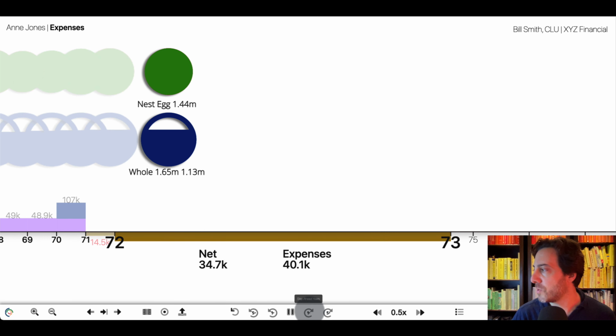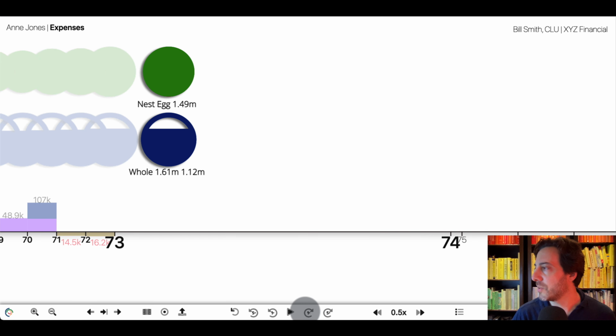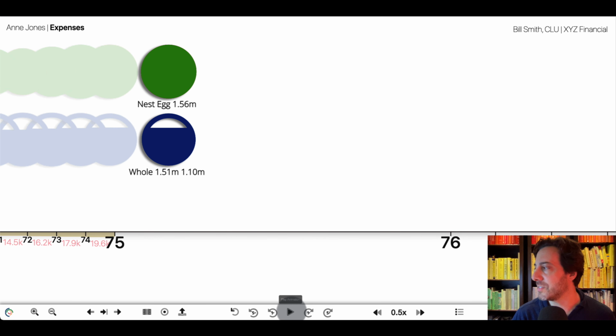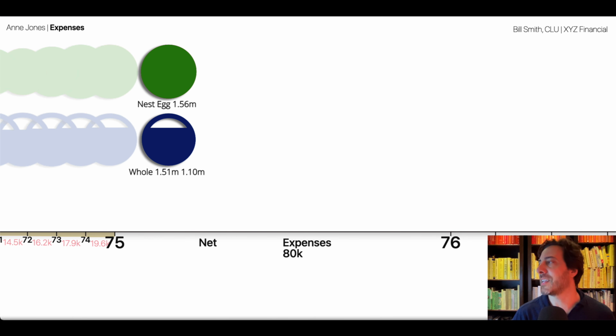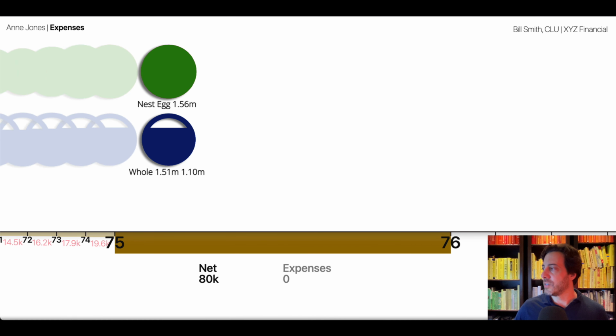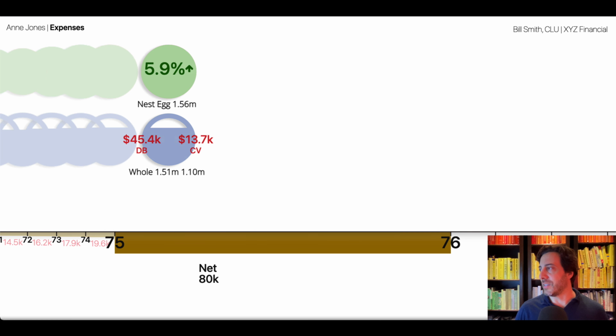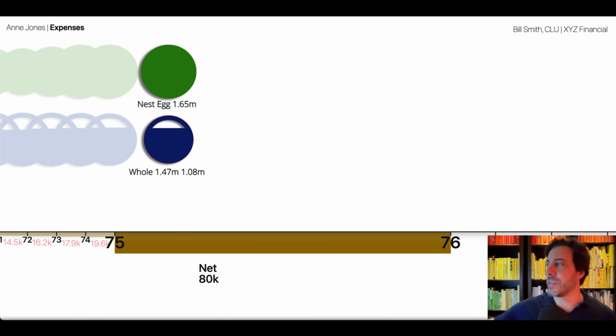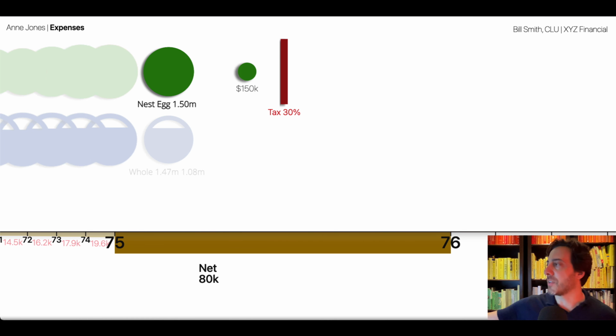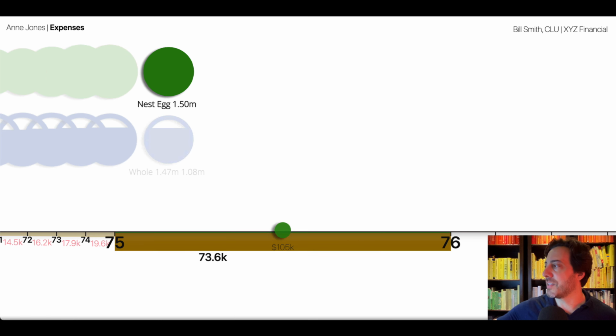And then I'm going to skip over here. Let me pause this and go to age 75 because I think this is the year where both the nest egg and the whole life policy contribute. So expenses now, $80,000 a year in deficit. And now our whole life policy and our nest egg are going to contribute. So the nest egg is going to take out $150,000. They're going to pay some taxes. $105,000 comes out.